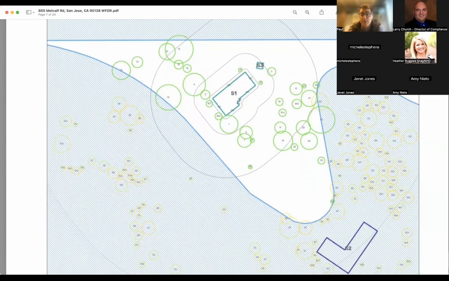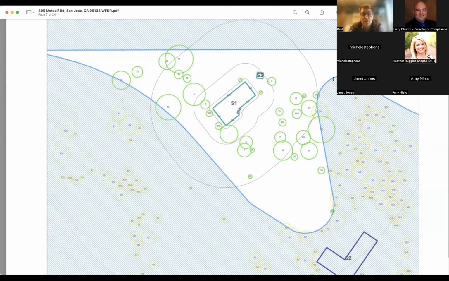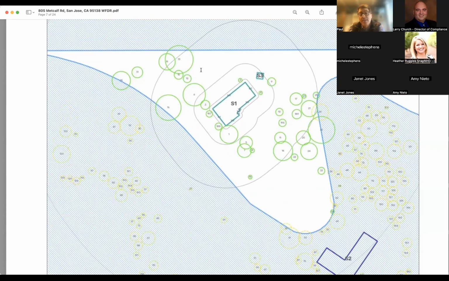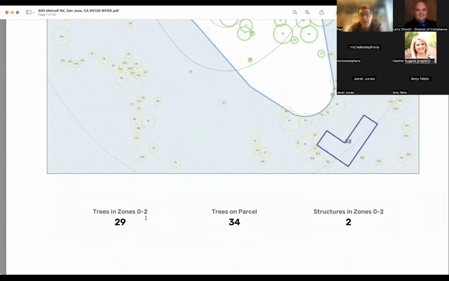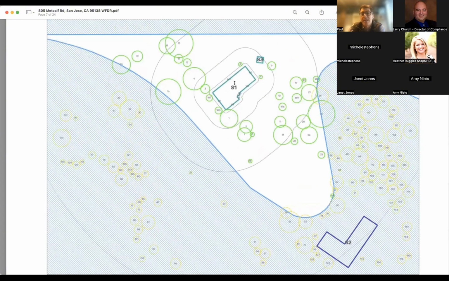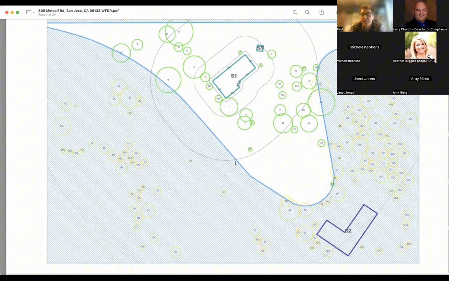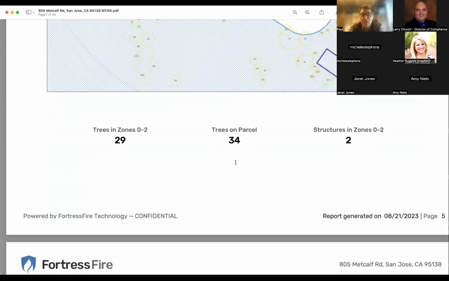So this is the property schematic. And what's interesting here is you'll see solid lines indicate trees that are on parcel. It's hard to see probably through the zoom, but these circles out here represent trees that are off parcel. We give some basic statistics, right? There are 29 trees in zone 0 to zone 2. There are 34 trees in total on parcel. There are 2 structures in zones 0 through 2, so S1 and S3. So that's your property schematic.